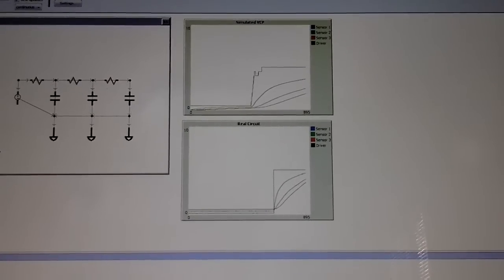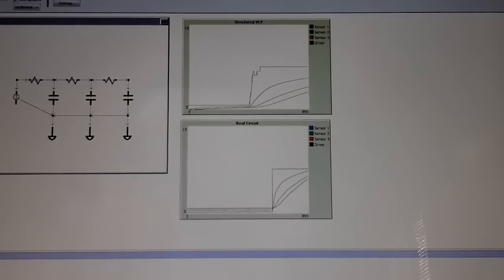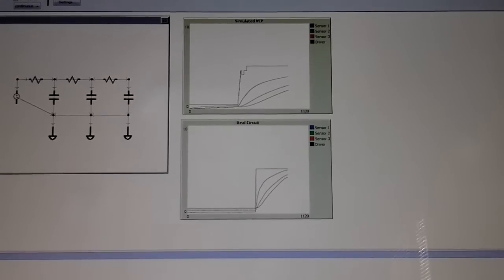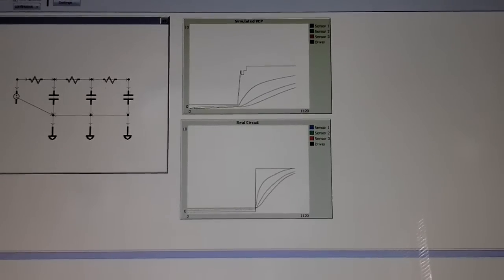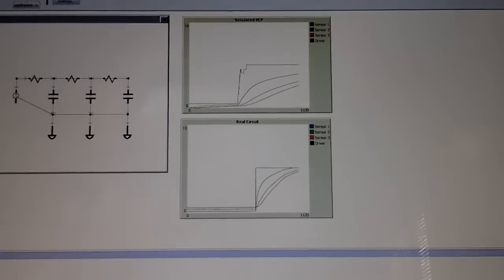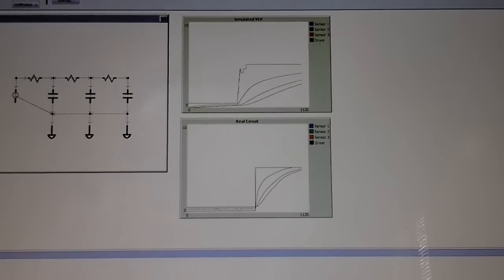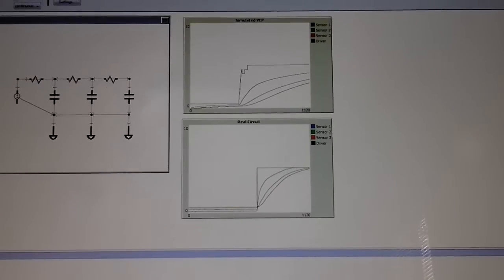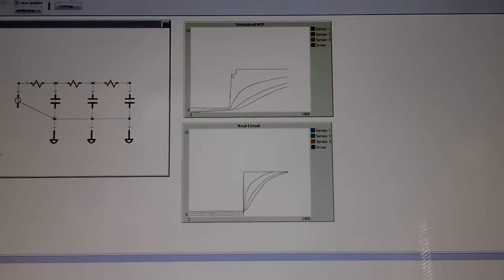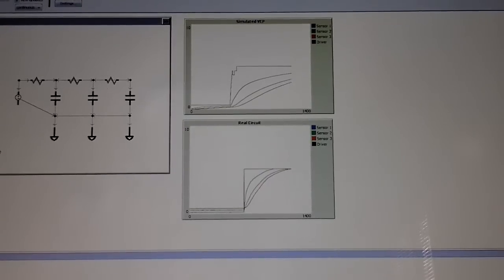There's a few things to note about what's going on. So the black line represents the voltage source or the motor. The first line to rise is the blue line, which represents the first capacitor. The second line to rise is the green line, which represents the second capacitor, and the red line represents the third capacitor.